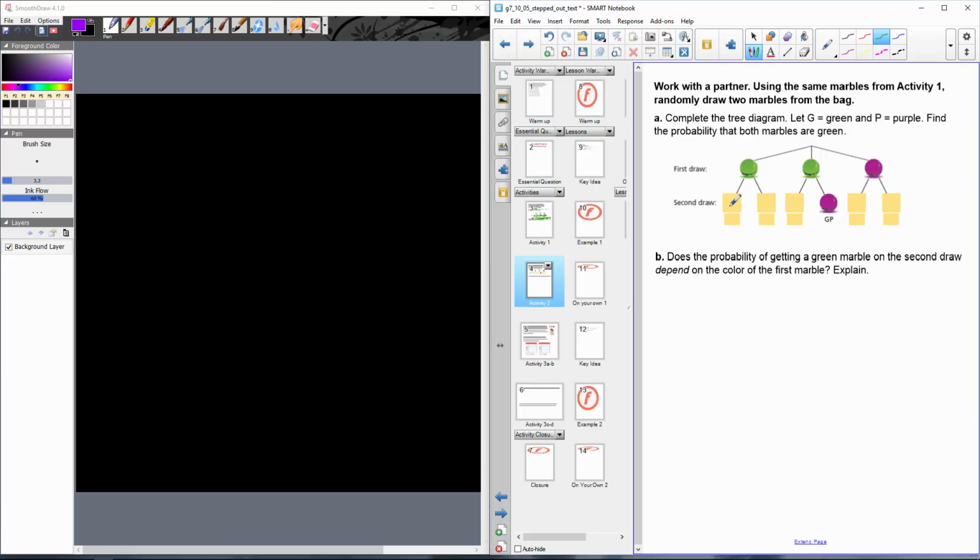I could either get a green, and then I have a green or a purple. For this one here, I have a green, and then I have another green or purple option. And for the last one, I have a purple, and then I could get a green or a green. So now if I look, I only have 6 options. And the reason why is because for the first pull, you have 3 different marbles to pull from. But after you pull one out, you only have 2 left, right? So it would be 3 times 2, which equals a total of 6.